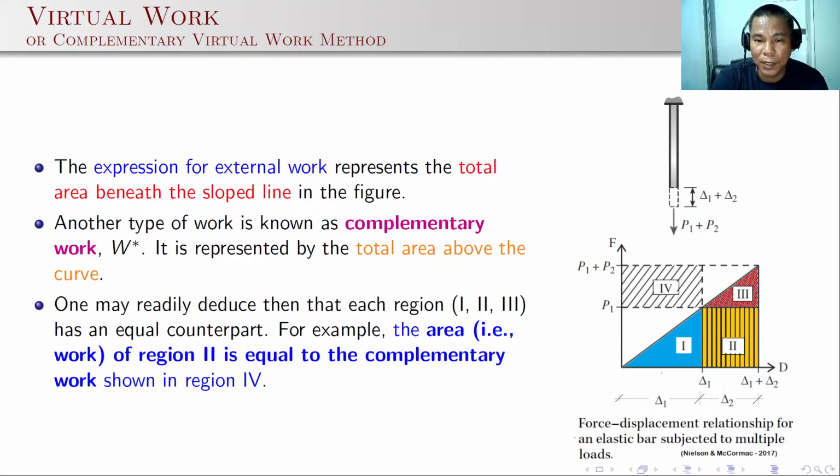This is represented by the total area above the curve. So if we have this virtual work, blue, yellow, and red, the complementary work is the opposite, this two triangles and region 4. One may readily deduce then that region 1, 2, 3 has an equal counterpart. For example, the area, that is the work in region 2, is equal to the complementary work in region 4. So this region 2 is equal to region 4.